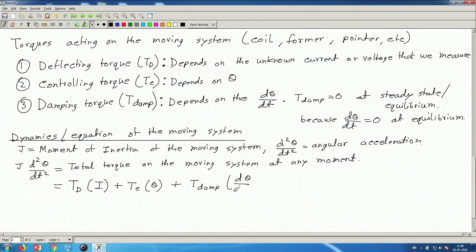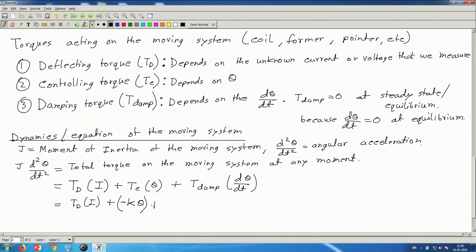We can write it further as Td(I) plus Tc(theta). We know this, according to Hooke's law, is equal to k theta. But now we will put a minus sign to indicate that this torque is always in the direction opposite to theta. That is what Hooke's law says, that the spring should always give a force in the direction opposite to theta, or the twisting of the spring. So we have a minus sign.